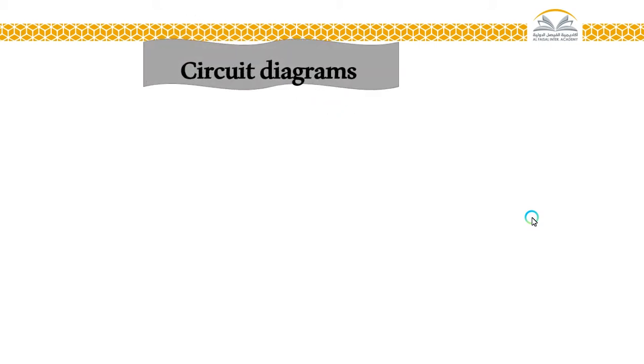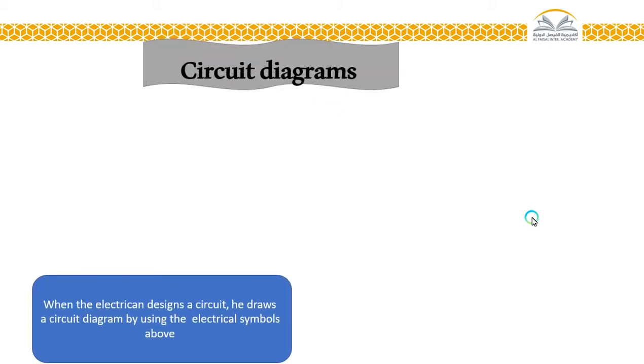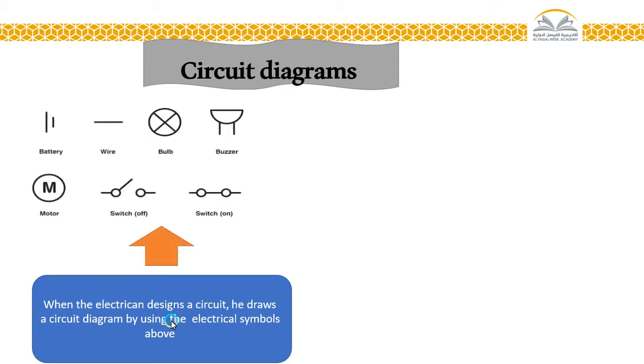After that, the circuit diagram now. The circuit diagram is actually used by the electrician to design a circuit. So how to draw a circuit diagram? By drawing a battery, drawing a light bulb? No, they use symbols for all of those kinds of components. Like this one, for example.